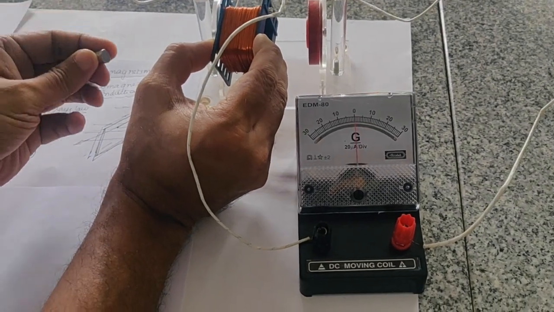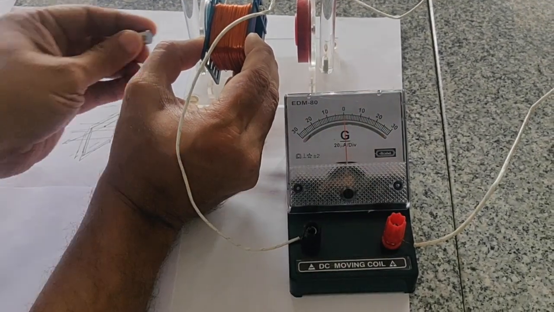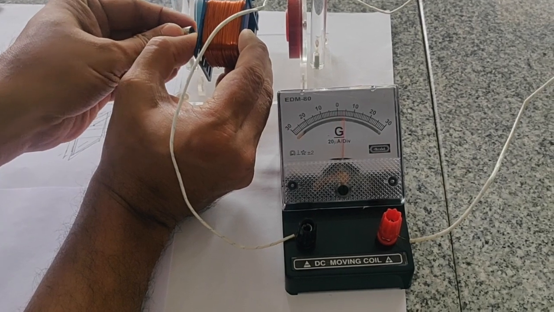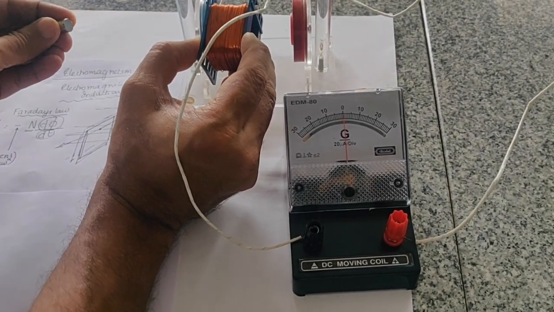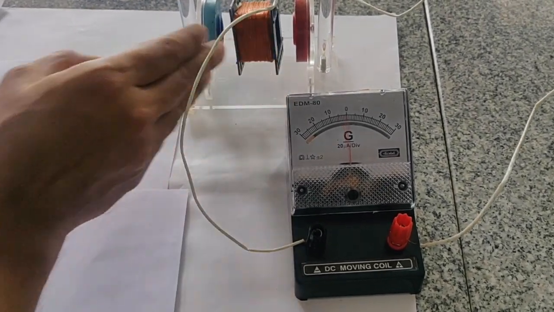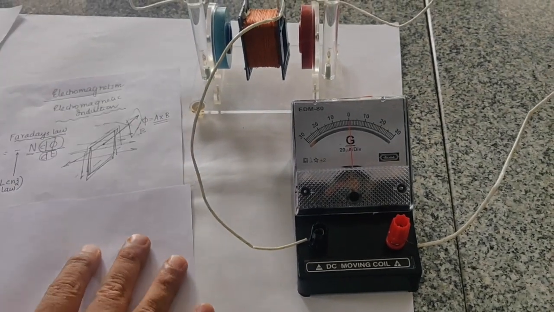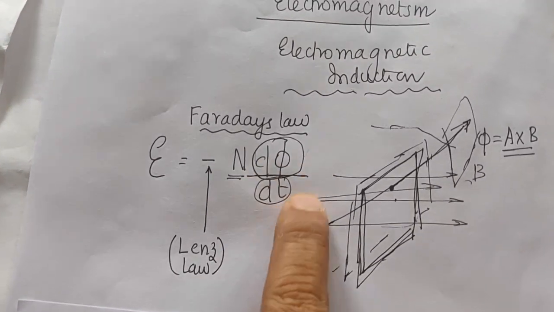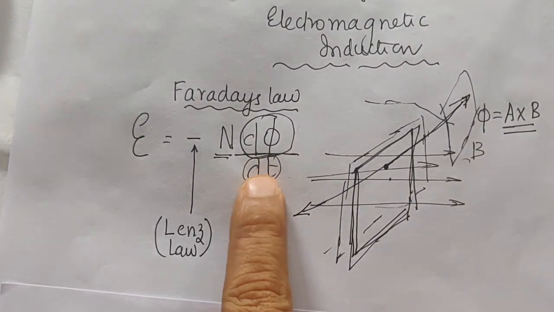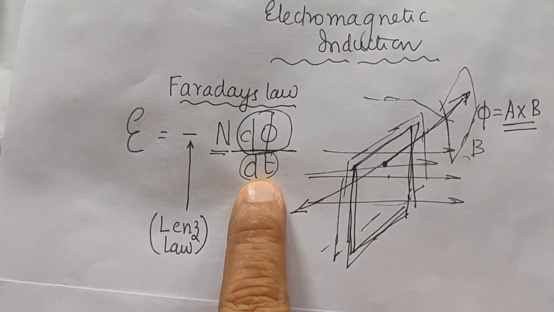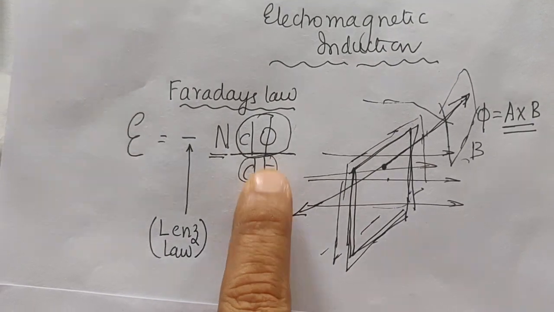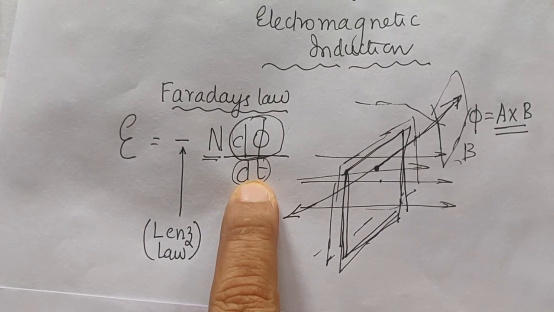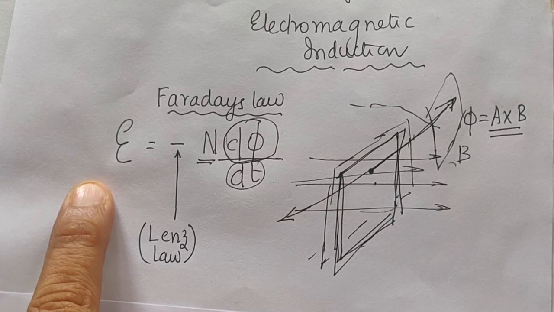When I move fast, you see the deflection move beyond 10. But if I move slowly, the deflection is not that much. That's explained here in Lenz's law. The dt is the time in which the flux change happens. So if you move it fast, the dt is less, and that's why your EMF is more.